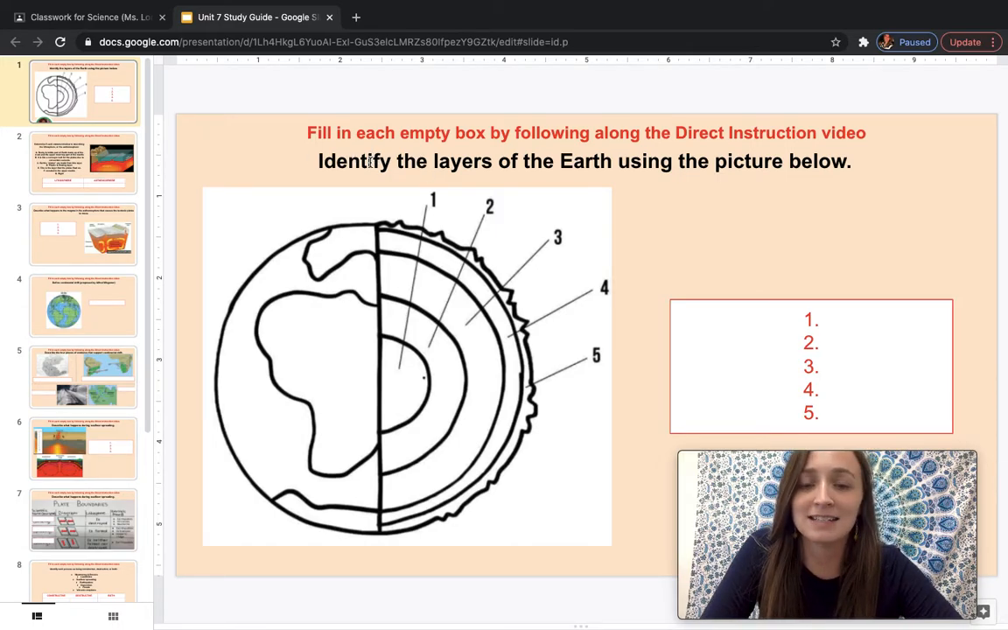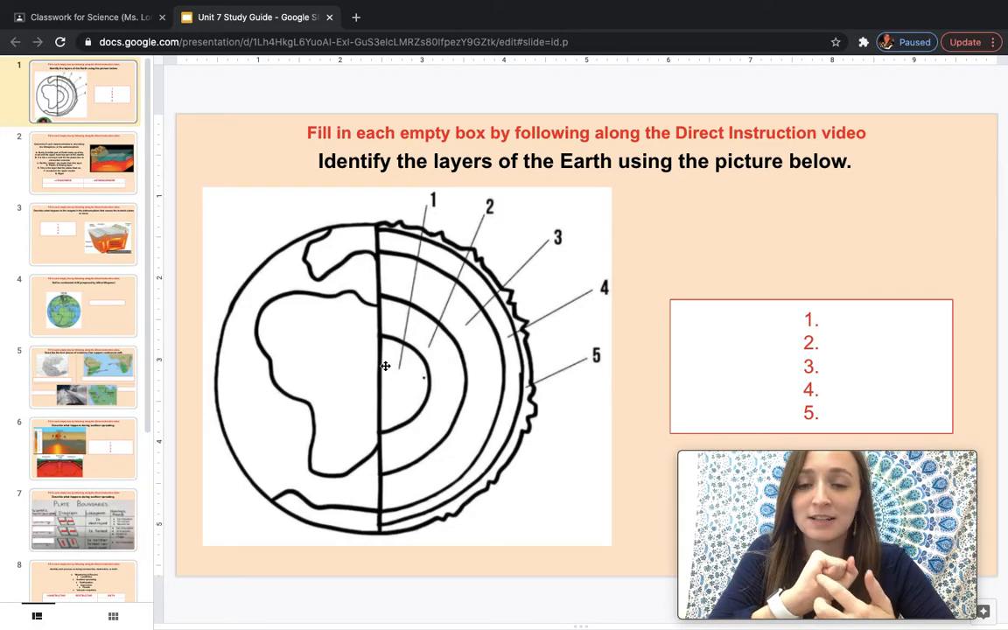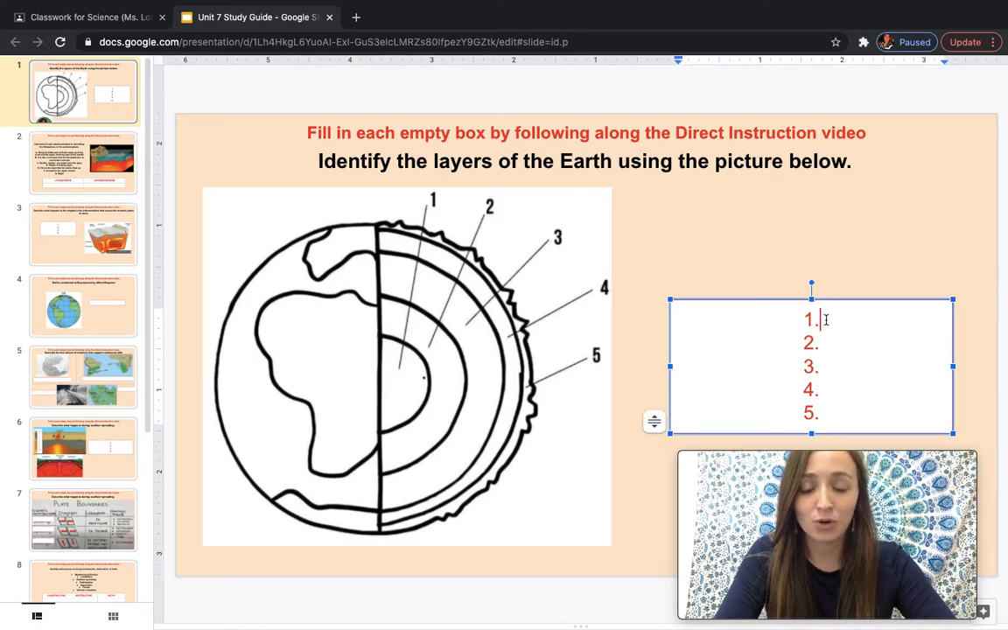Okay, so this very first slide here, remember we started with the layers of the earth. It says, identify the layers of the earth using the picture below. Easy. So here is an earth, and on the right side, it looks like we are looking inside the earth at the actual layers that are present.